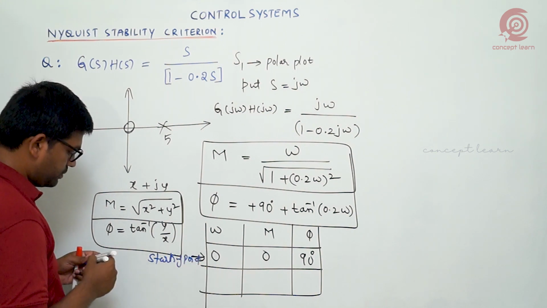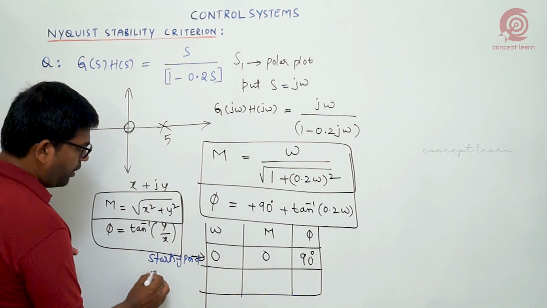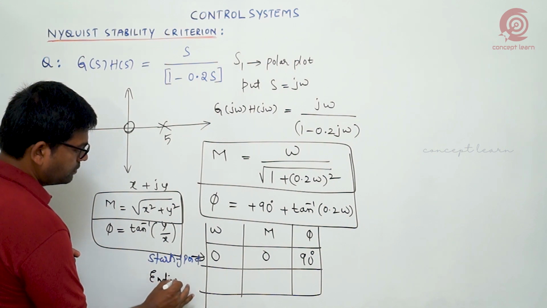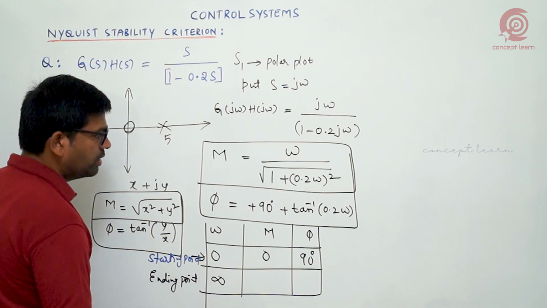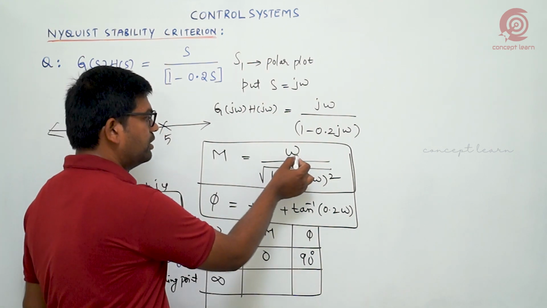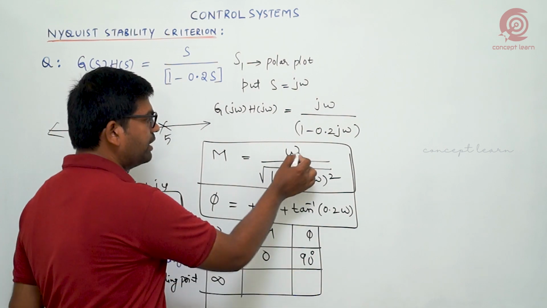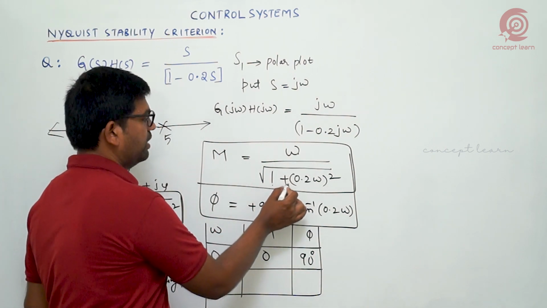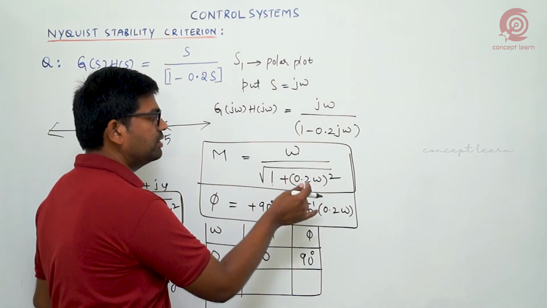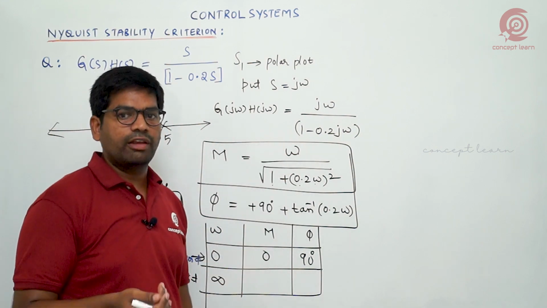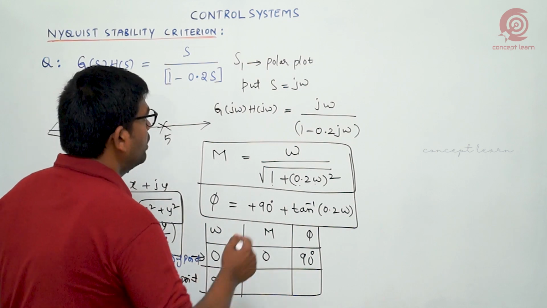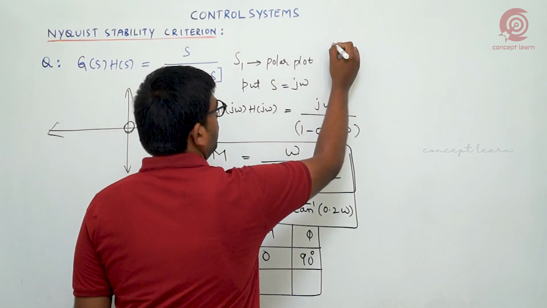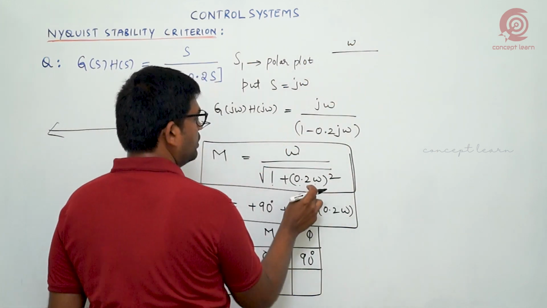Okay, next, the ending point. We are taking omega equal to infinity. Now if you substitute infinity in the square root of 1 plus (0.2 omega) squared, it becomes an infinity by infinity concept. So for this I am taking omega common out of the denominator.